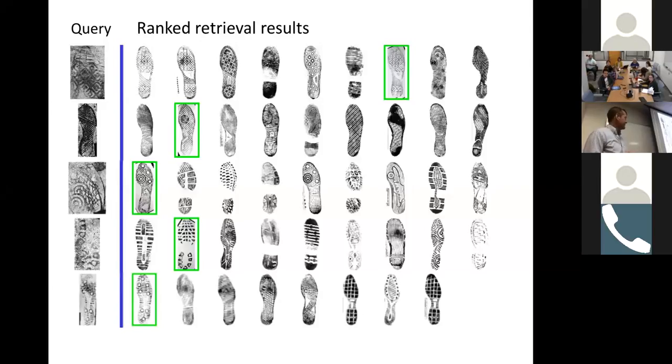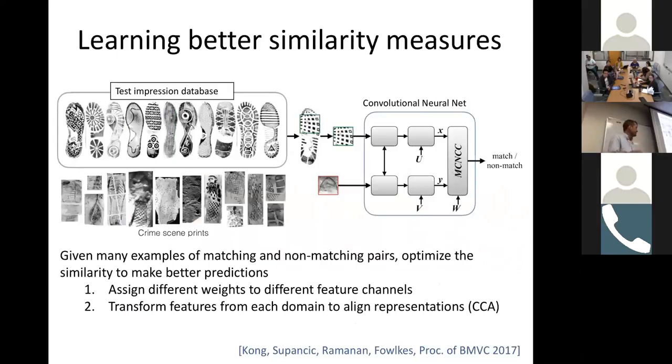But you could imagine that we might want to adapt the system to be more specific to this particular modality. And so we've also built versions of the system where we do some additional optimization. That is, if we have training data which shows us crime scene prints and their associated matched test impression, then we can try to optimize the parameters of the system to make the similarity score for those images high and make the similarity score for non-matching pairs low.